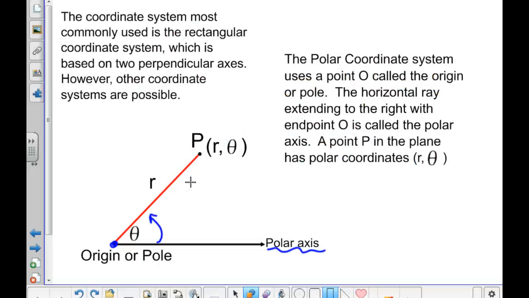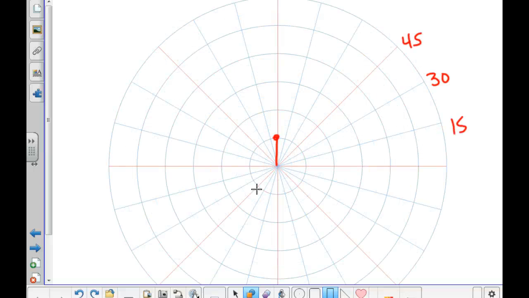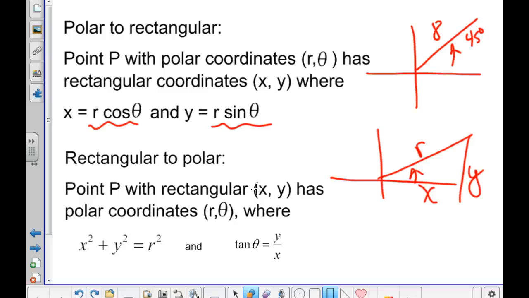We talked about that r theta meant r is the distance out from the origin, which they called a pole, and theta was the measure around, starting off the positive x-axis, which they called the polar axis. If we went counterclockwise, it's positive, clockwise is negative. And we had some blank graph paper thrown in that I may need in a minute.